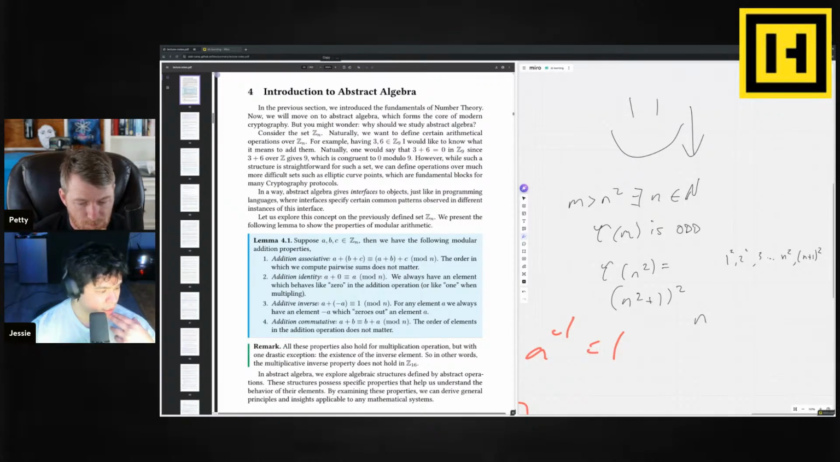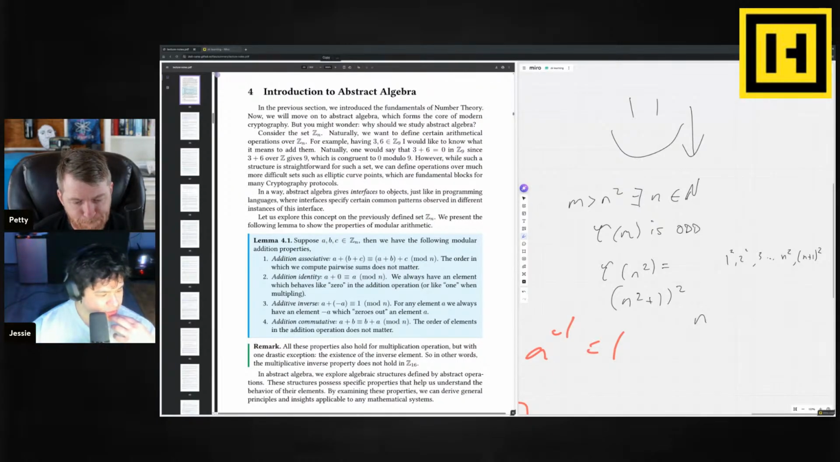Remark: all these properties also hold for the multiplication operation, but with one drastic exception. It would be good to really internalize these lemmas by working problems that use each individual lemma, and then have Deep Tutor generate those exercises. Deep Tutor has the ability to make Anki cards, so I can make the Anki card set, have it on my phone, and then work it out on a piece of paper. That would be nice. I'll try that this week.